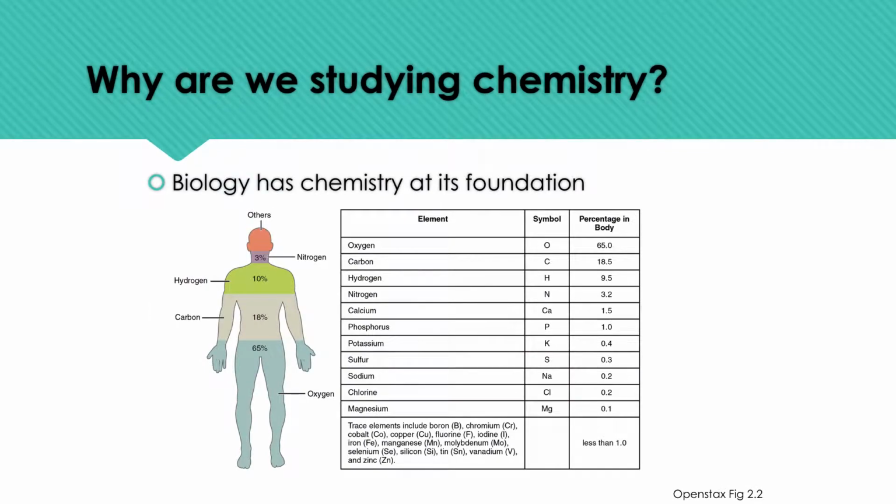So why are we studying chemistry in an anatomy and physiology class? Well, the reason is biology has chemistry at its foundation. In other words, taking a look at this diagram, these are the elements that are commonly found in the human body. In order to understand the physiology, or how the body works, we also have to think about this on a very small level, thinking about molecules, thinking about chemistry and elements.